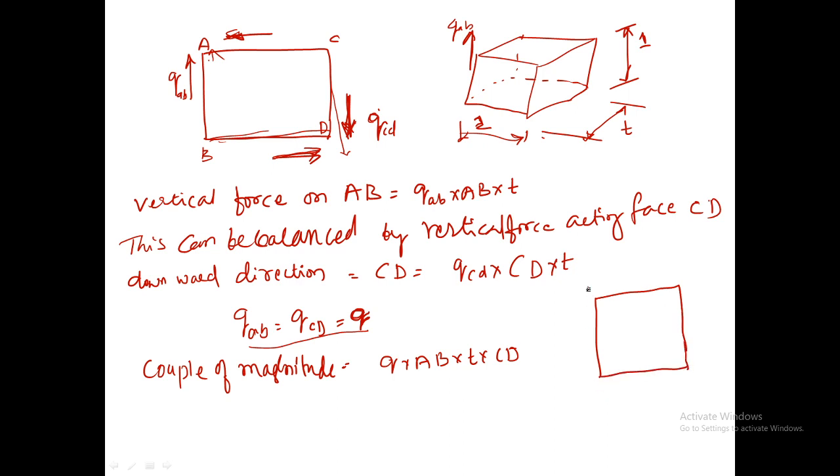Now this is face AB, this is CD. Now it's going to form a couple here, with value of Q. So now the arm is BD here. Now AD is the arm here. Now we are going to get a couple here. This is a Q, this is a Q, right? You are getting a couple here.